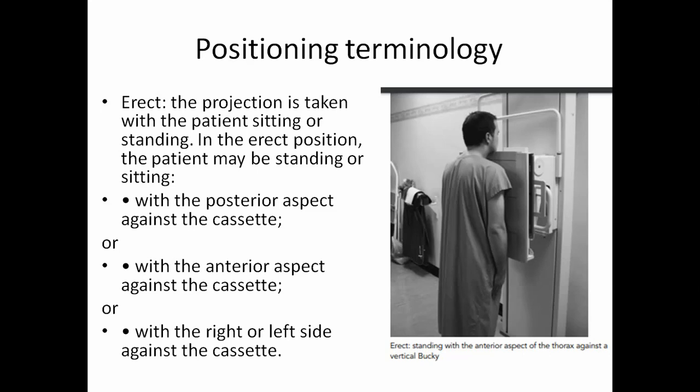So in a PA view, if the posterior aspect is against the cassette, you say that is called AP. If the anterior part is closer to the cassette, it is a PA view. And for lateral, if the left side is touching the cassette, it means left lateral; if the right side is touching the cassette, it means right lateral. So whatever the patient, if standing, it is called an erect positioning.